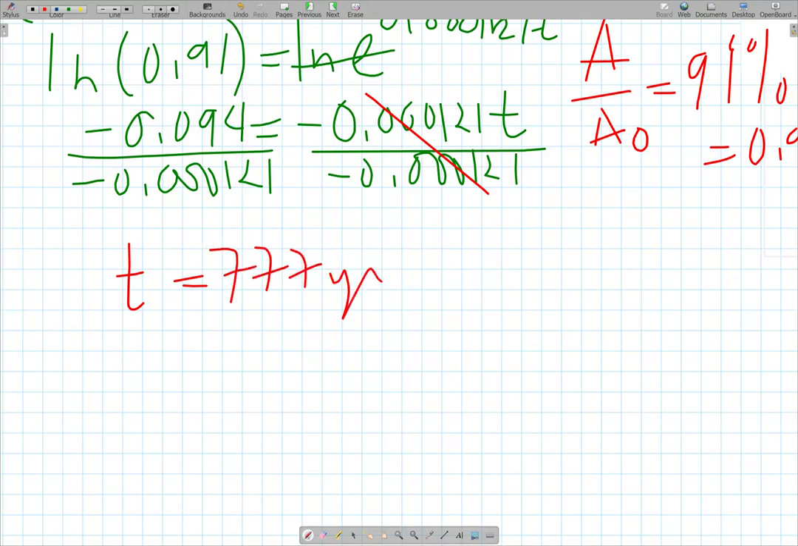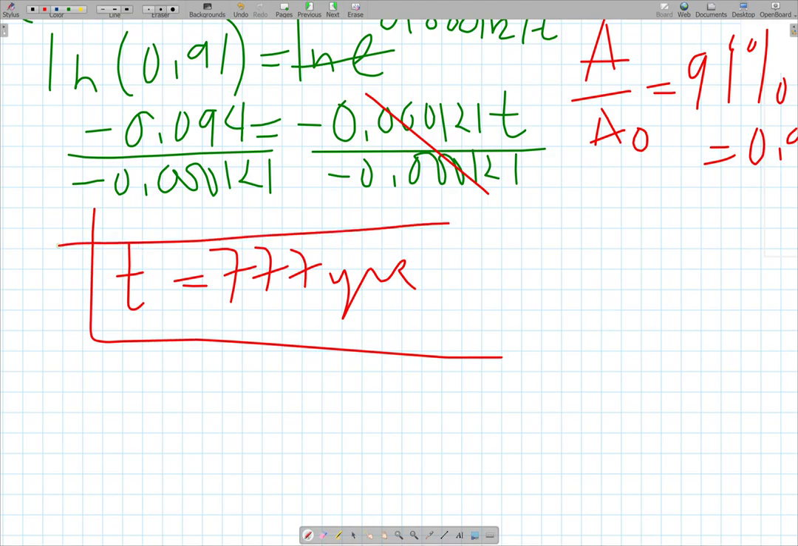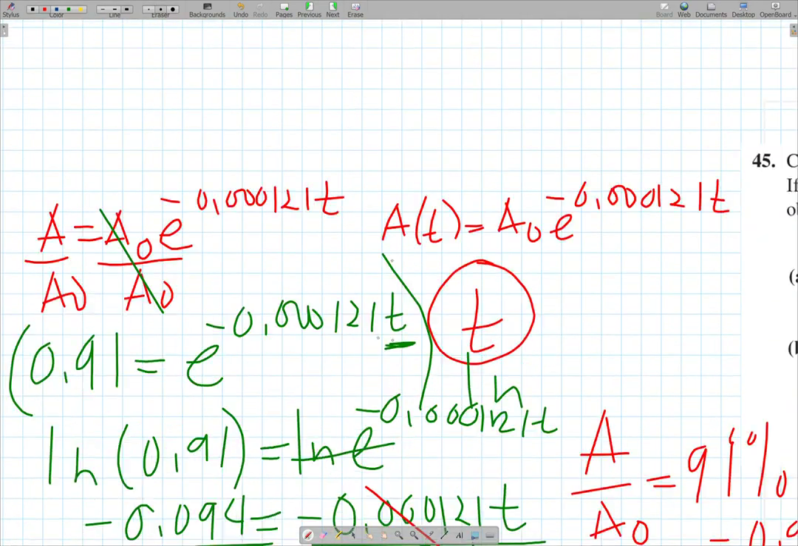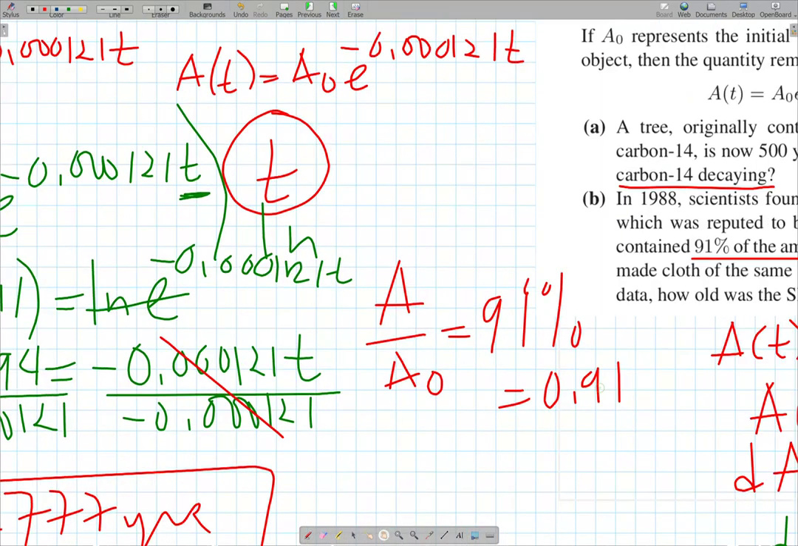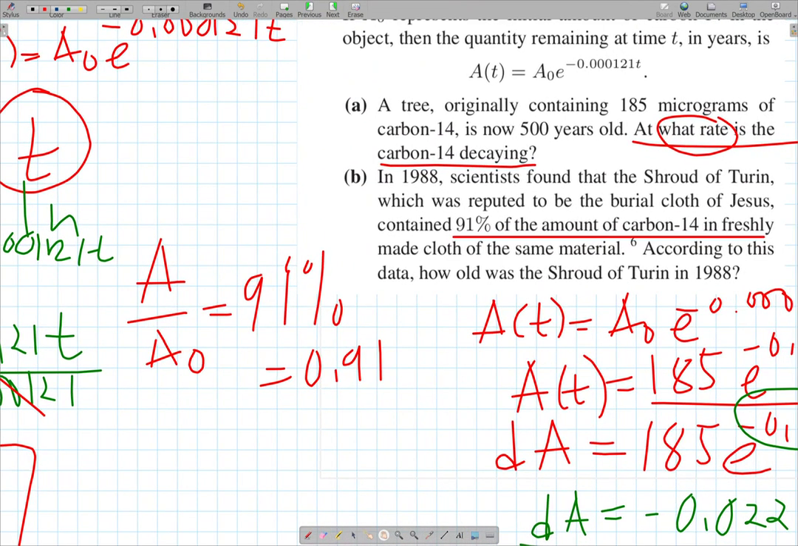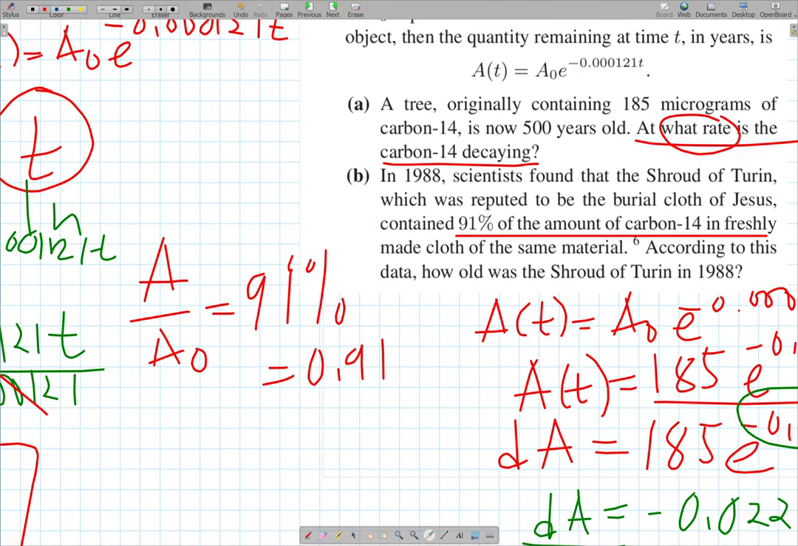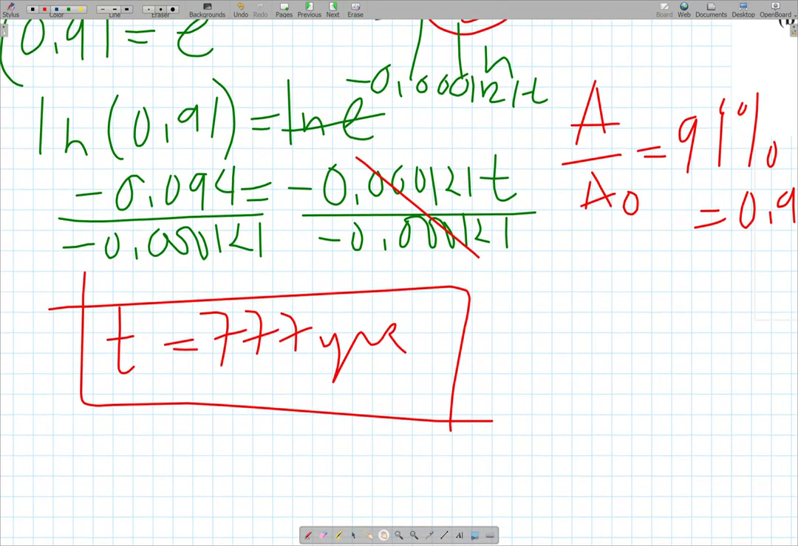777 years. Yeah, no? He is asking for, according to this data, no? According to this data, how old was the shroud of Turin in 1988? That is 777 years old. Okay, thank you.